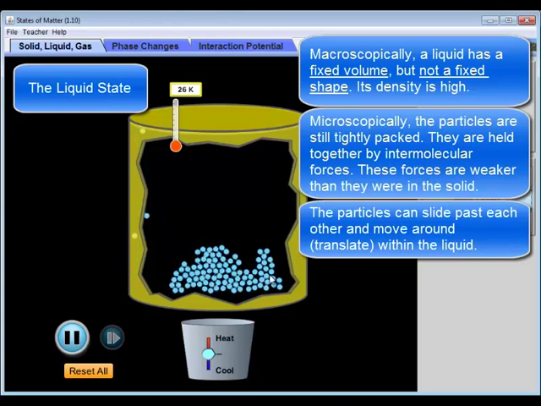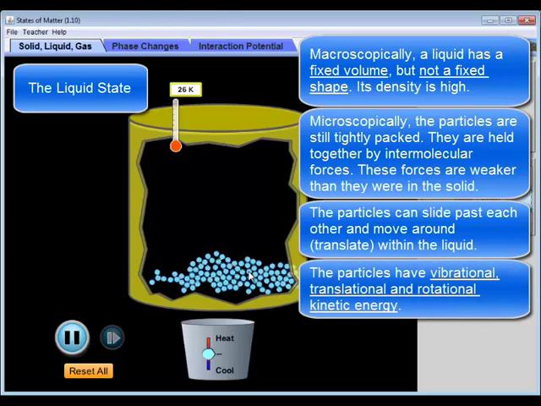The particles themselves still have some vibrational kinetic energy, but they also now have some translational kinetic energy. In other words, they can move around. They're not just vibrating. And they also have rotational kinetic energy. They can spin or twist now, which they couldn't do before.